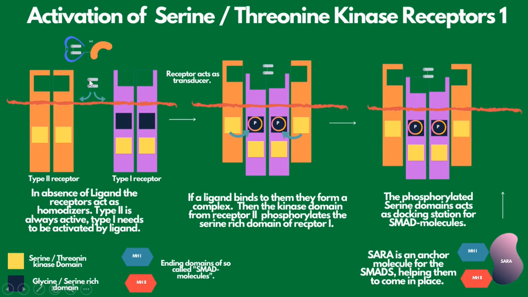So when the ligand here binds, these two receptors form a complex. And the kinase domain from receptor 2 phosphorylates the serine-rich domain of receptor 1 here. The phosphorylated serine domains then act as docking stations for other molecules, which are called SMAD molecules. And the SMAD molecules here are brought by a molecule called SARA, which helps them come to the right place at the receptor.